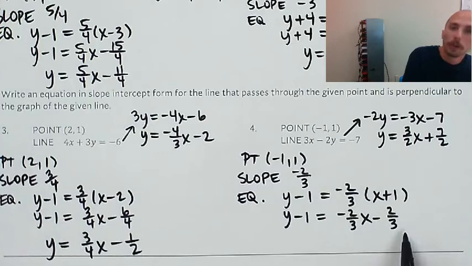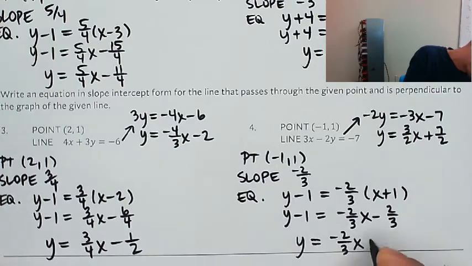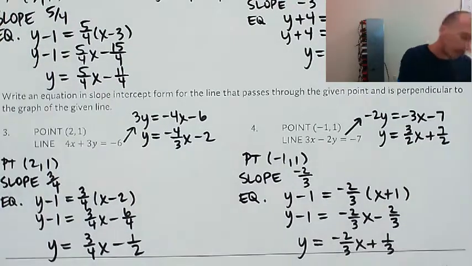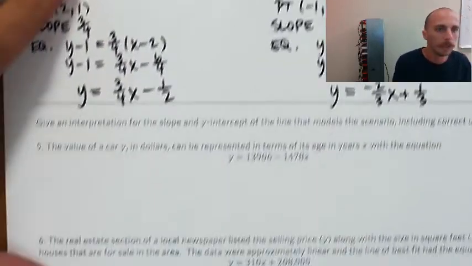And then I'm going to add 1 to both sides, which is going to be adding 3/3. And so if I have 3/3 minus 2/3, that's just 1/3. And so now I have y equals negative 2/3 x plus 1/3. And, well, that'll do. Okay.